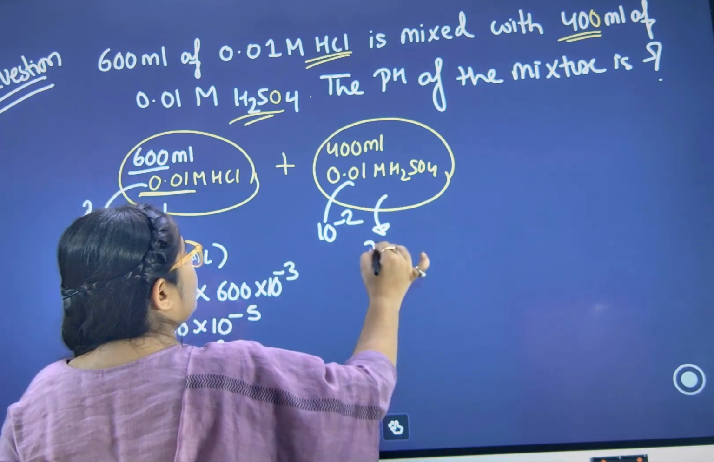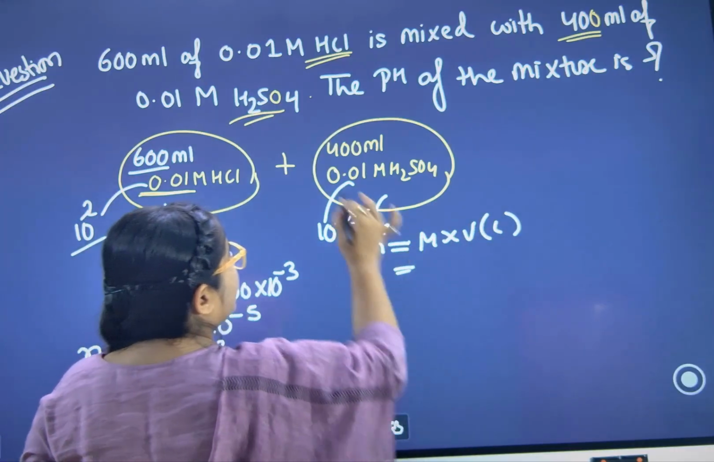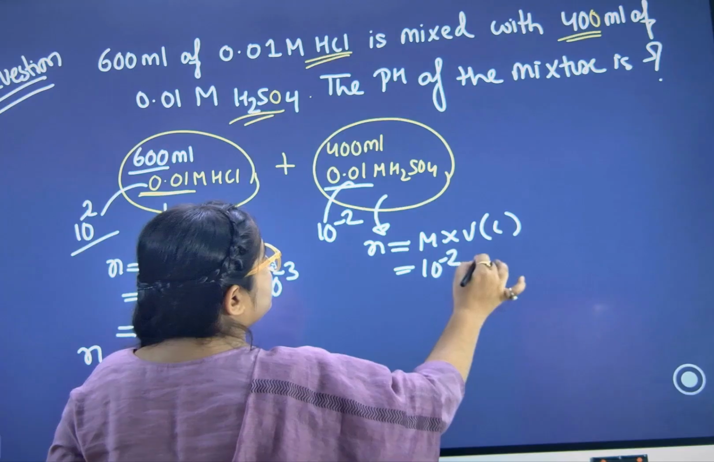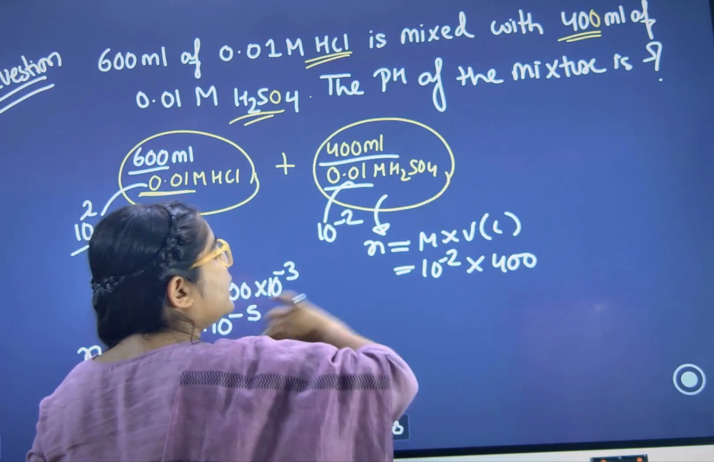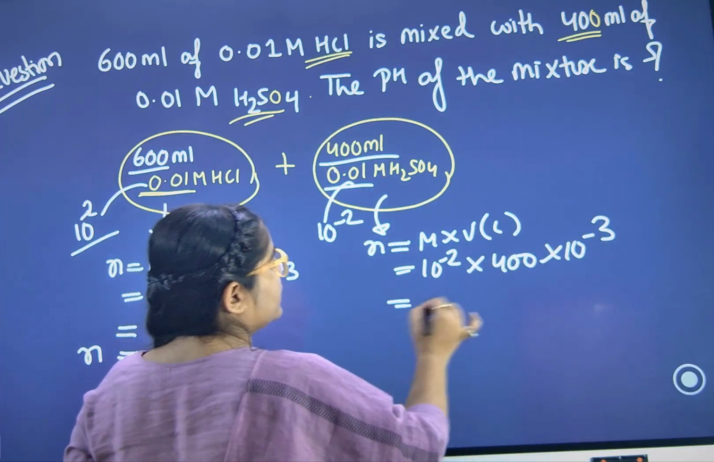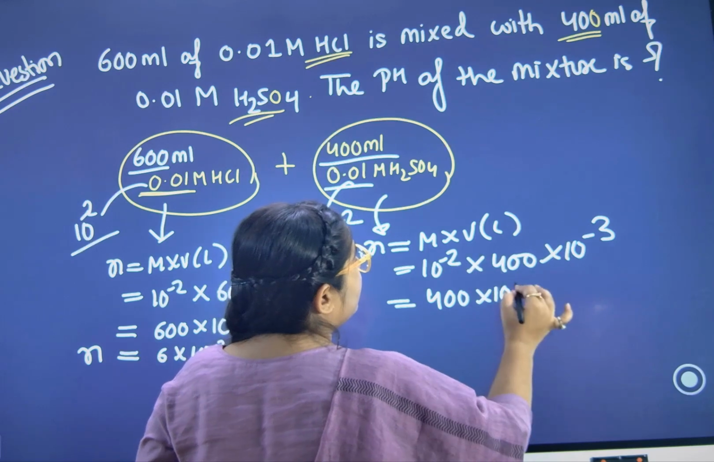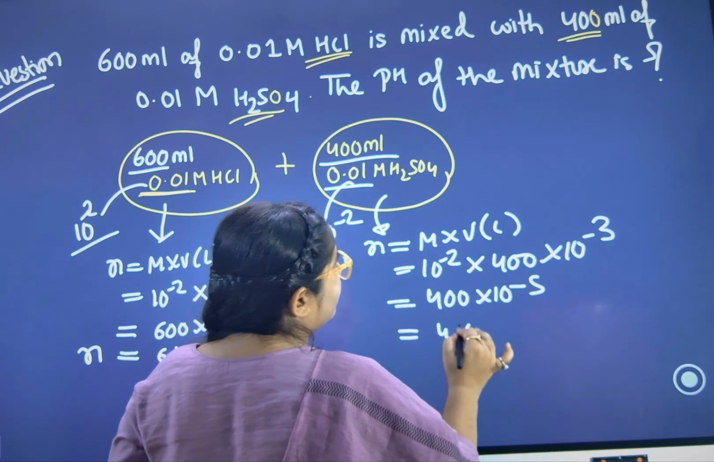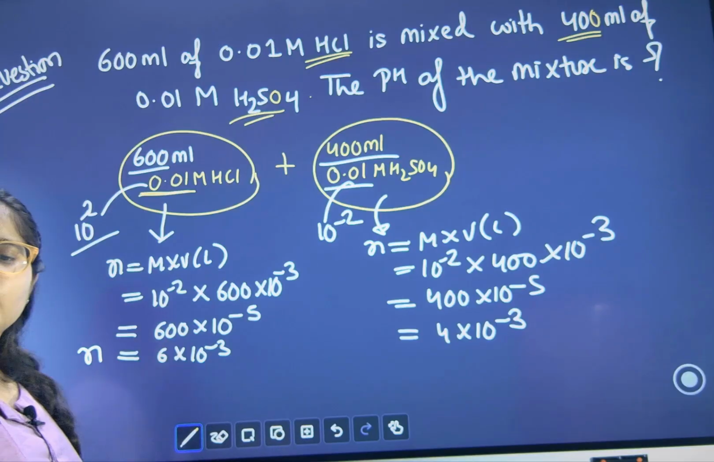From here, mole will be equal to molarity into volume in liter. What is the molarity? 10 to the power minus 2. What is the volume? 400 ml. So 400 ml multiply by 10 to the power minus 3 to convert into liter. Then here it will come 400 into 10 to the power minus 5. So it will come 4 into 10 to the power minus 3. Here we have calculated our mole.